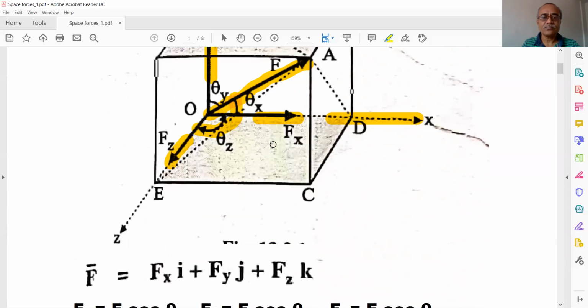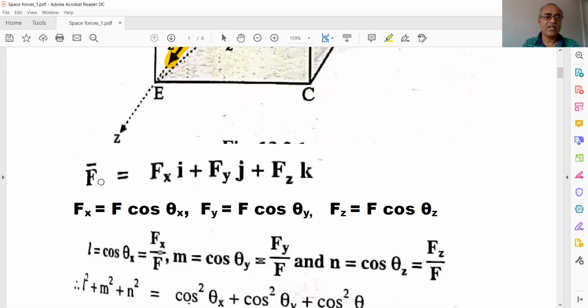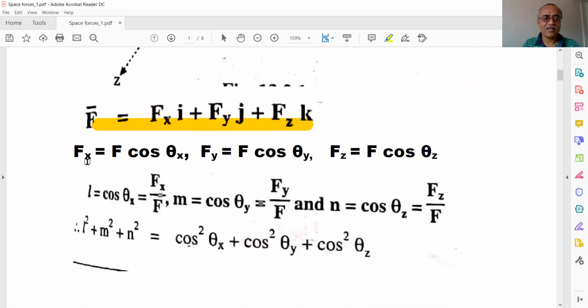Now the next point is that any force I can represent in the form of F equal to Fx i plus Fy j plus Fz k, where Fx can be written as F cos theta x, Fy is equal to F cos theta y, and Fz is equal to F cos theta z.